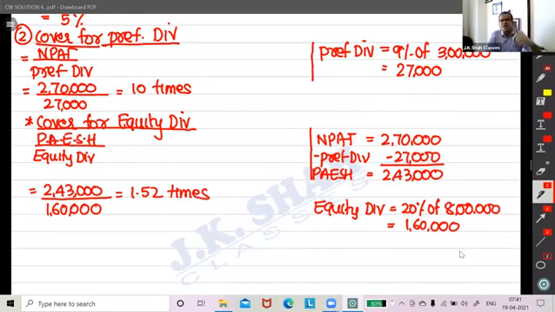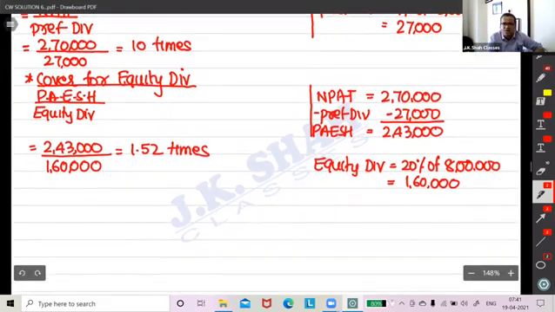Equity dividend is out of free cash flow. It's just a cover as compared to your profits available for equity shareholders. I'm not saying that you give dividend or something.